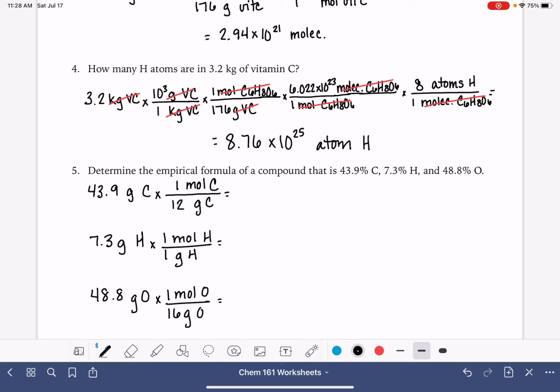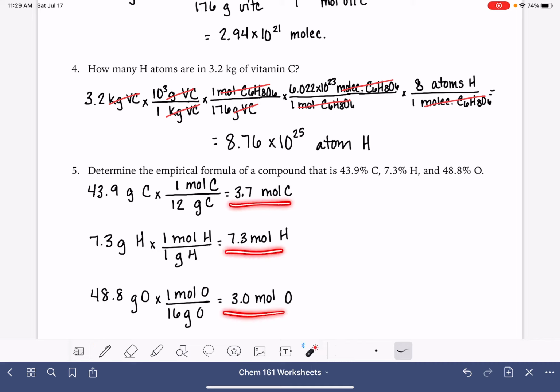Now, occasionally, when you convert from grams to moles, everything's going to work out perfectly. This is going to be 3.7 moles of carbon, 7.3 moles of hydrogen, and 48.8 divided by 16 is 3.0 moles of oxygen. So in some instances, when you do this mole to mole to mole conversion, everything works out perfectly, although that's pretty uncommon. What we figured out right now is the ratio is 3.7 to 7.3 to 3.0.